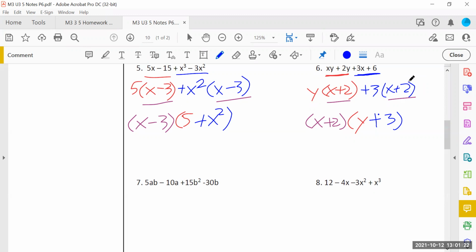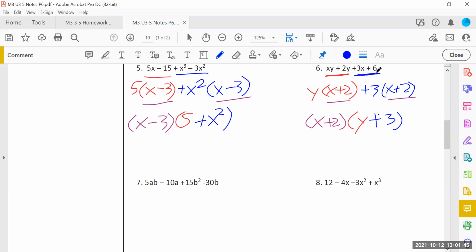Yeah. So the idea is that blue part right there, the 3x plus 6, both of those are divisible by 3. Does that part make sense? So what I do is I take that 3 out in front and say 3 times x plus 2 is the same thing. 3 times x is 3x. 3 times 2 is 6. Like if I did the distributive property. Does that make sense? Okay.